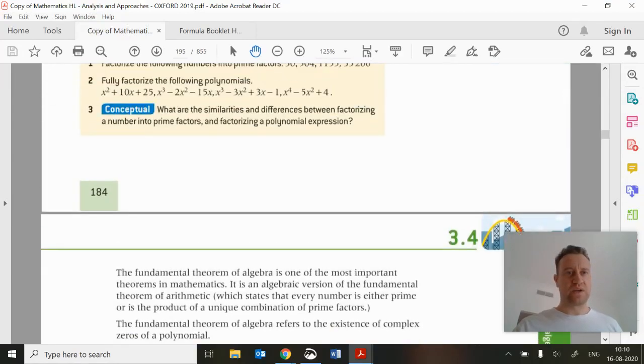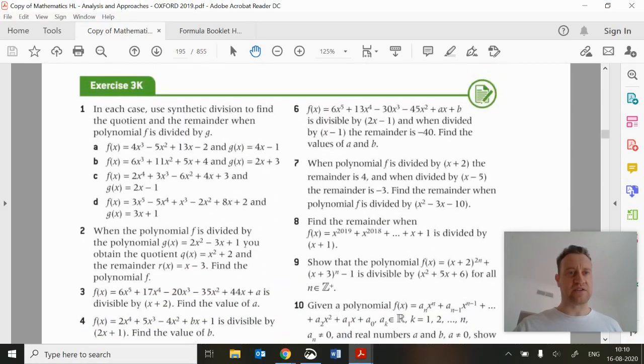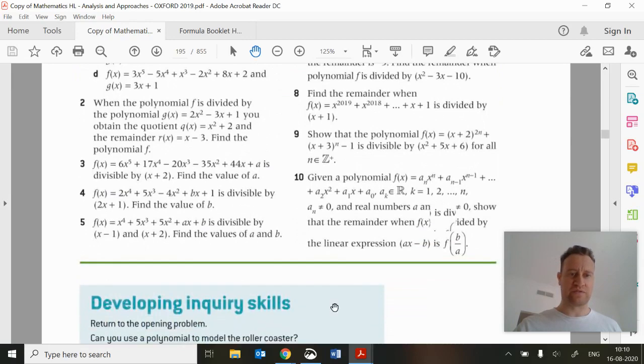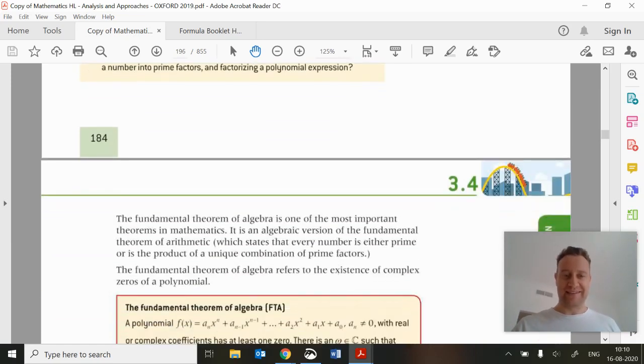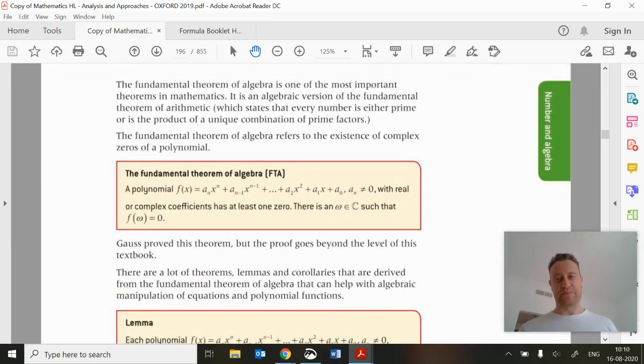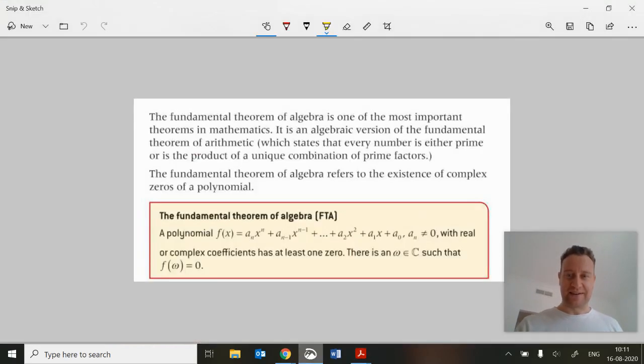Hi there, guys. Well, we have just done exercise 3K. We're working towards 3L now, and this is where we deal with the fundamental theorem of algebra, which sounds pretty grand, to be honest. You think it's going to be pretty mind-blowing, and you end up getting a little statement which seems kind of obvious. Okay, so let's just unpick this a little bit.